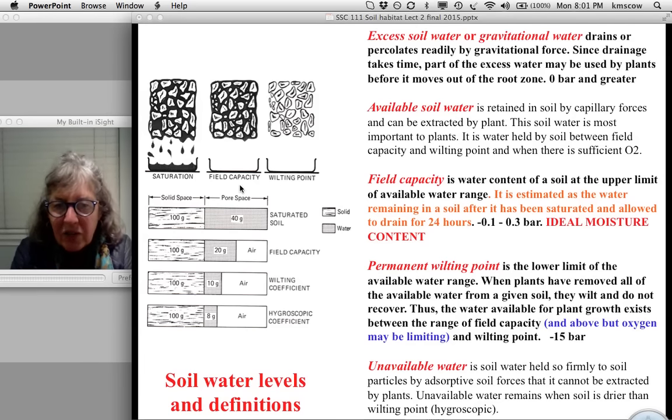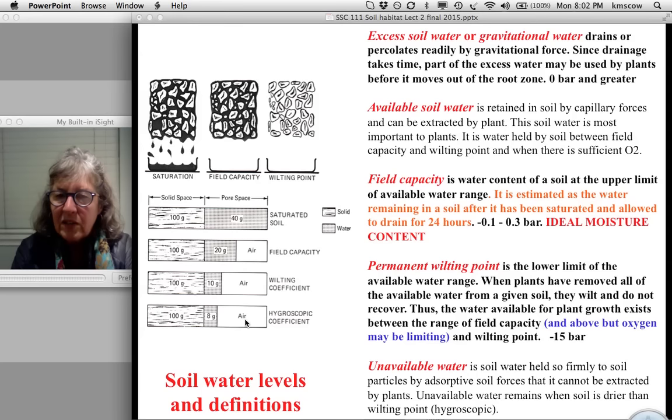And this picture here shows you the conditions of the soil, where the solid is going to stay the same, but the pore space changes. It's saturated soil, you can see it's all filled with water. Then field capacity is about, remember that first slide, about 50-50 water and air. At wilting point, there's still a little bit of water left, and then you can even get worse than wilting point, which is the hygroscopic water.